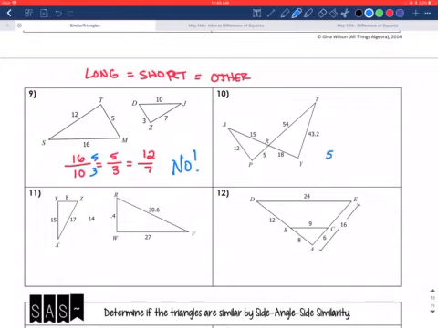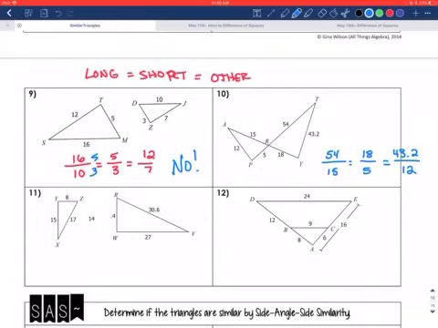And you can do the same thing for 10, right? So our longest side in this triangle on the right is 54. Our longest side in the other one is 15. The shortest side over here is 18, and the shortest side over here is 5. And then lastly, we have 43.2 and 12. So looking at number 10, when you simplify all those out, they will work.